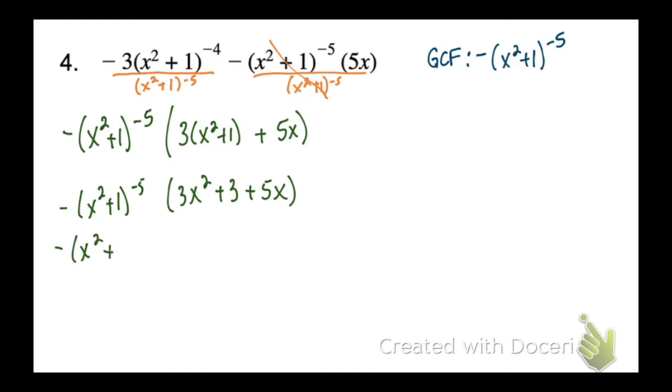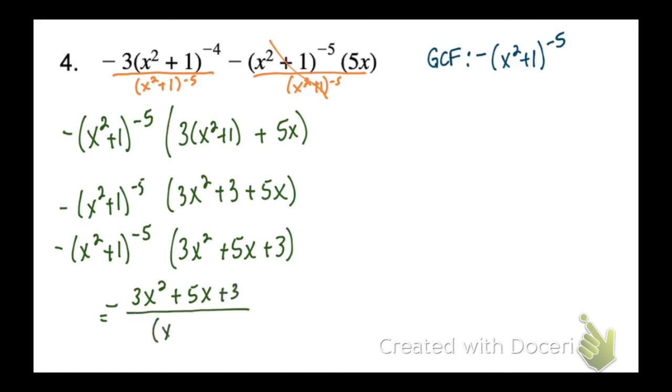Now I'm going to rearrange the terms of the second part just to put them in standard form. And then I don't want to leave a negative exponent in my final answer, so I'm going to move that term to the denominator and make it a positive exponent. Notice the negative that was out front of the x squared plus 1 to the -5. I've now just put out in front of the entire fraction instead of putting it in the denominator.